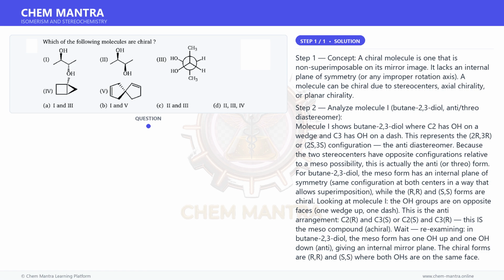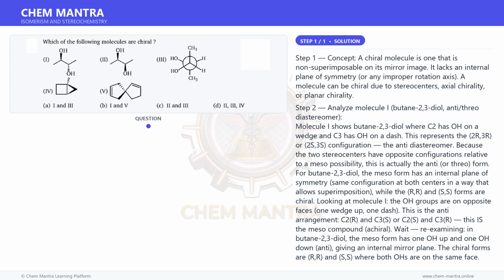Step 2, analyze molecule I, butane-2,3-diol, anti-threo diastereomer. Molecule I shows butane-2,3-diol where C2 has O on a wedge and C3 has O on a dash. This represents the 2R,3R or 2S,3S configuration, the anti-diastereomer. Because the two stereocenters have opposite configurations relative to a meso possibility, this is actually the anti or threo form.